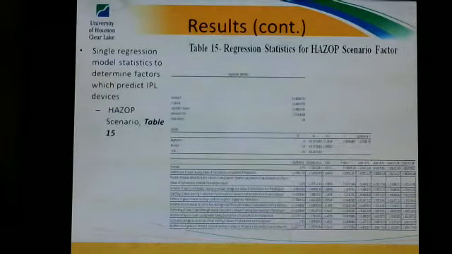All right, table 15 is a simple regression model for another factor, which is the hazard scenario. As you can see, there were 10 different scenarios that our data fitted into. They're all on the bottom left of the table, which shows the 10 categories that the data fitted into for hazard scenario.